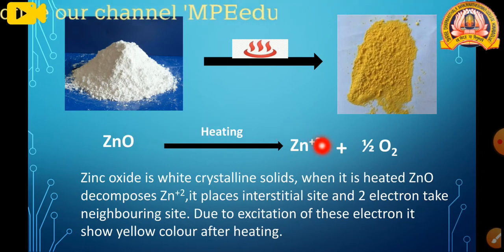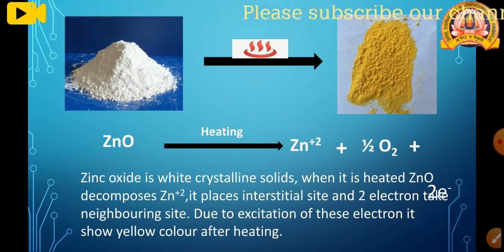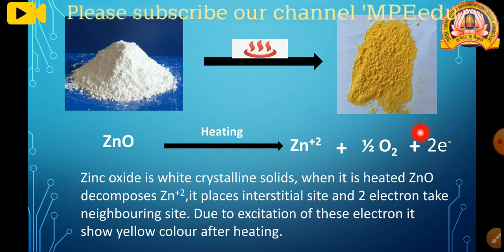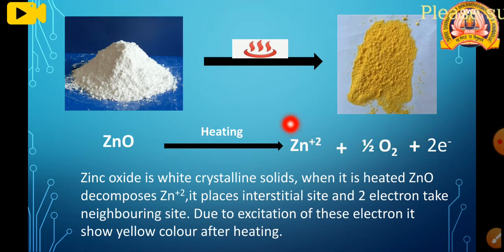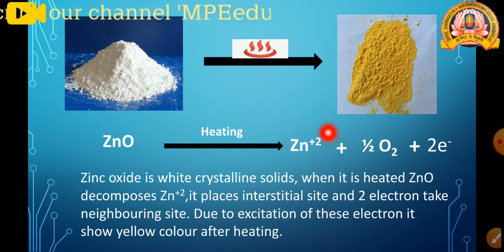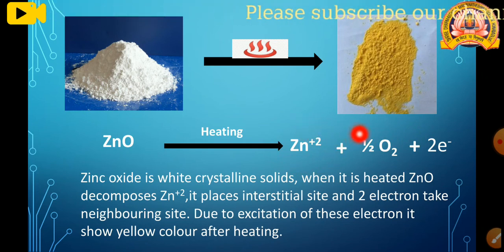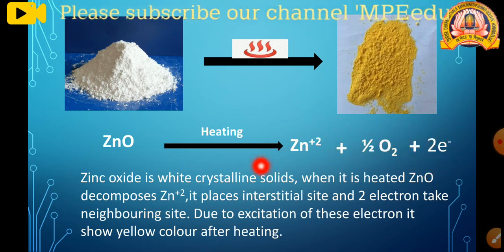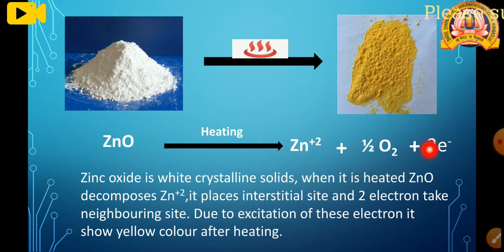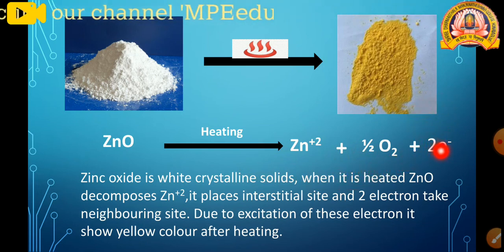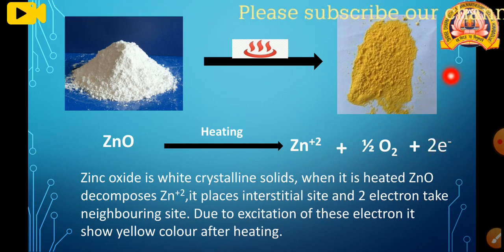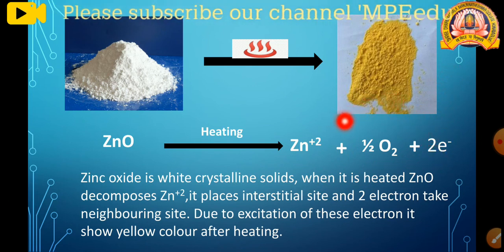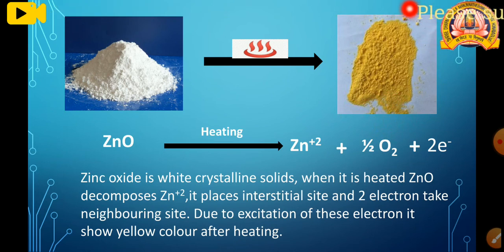Nascent oxygen evaporates, and Zn becomes Zn2+. For balancing, Zn becomes Zn2+ only when it gives up 2 electrons. Yes, 2 electrons are ejected. Zn2+ goes to a neighboring site, and the 2 electrons go to another neighboring interstitial site. These 2 electrons get excited and come back to the ground state by liberating radiation that shows the yellow color.